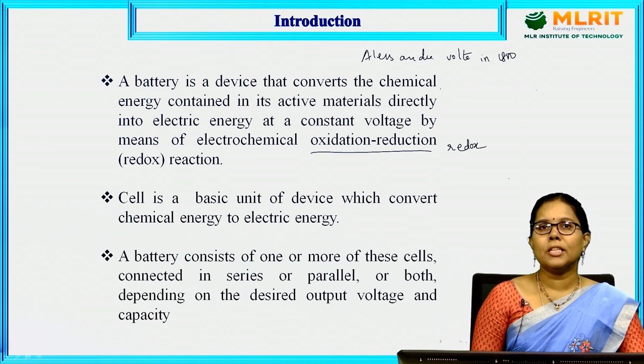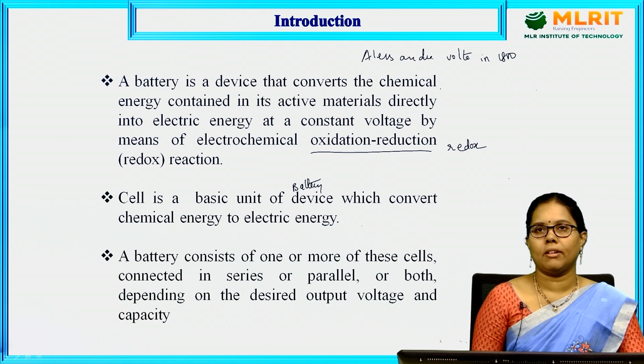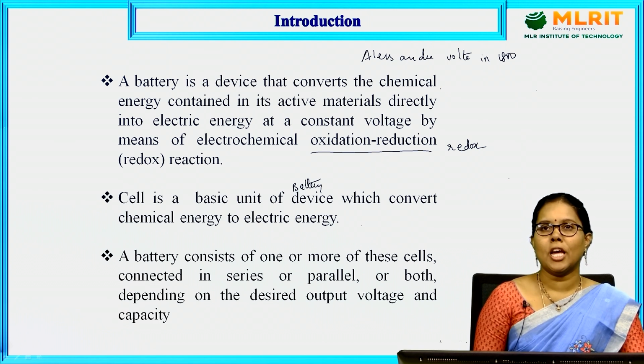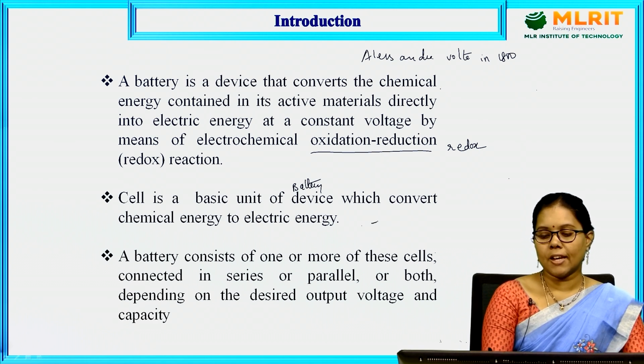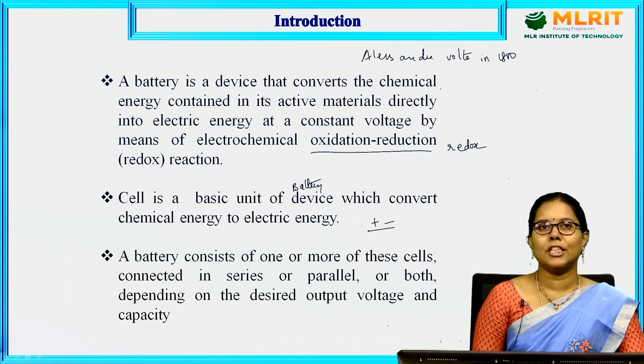A cell is the basic unit of a battery which converts the chemical energy to electrical energy. A cell has two terminals, one is the positive terminal and the other is the negative terminal.